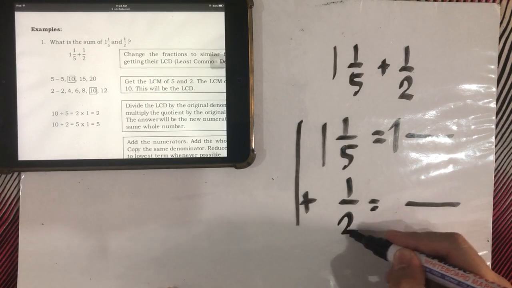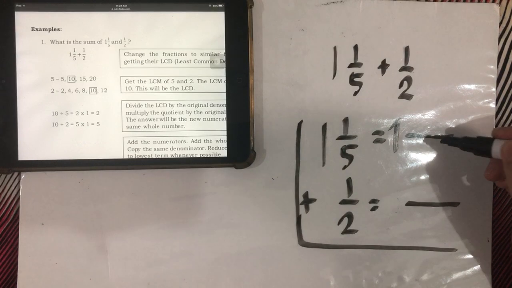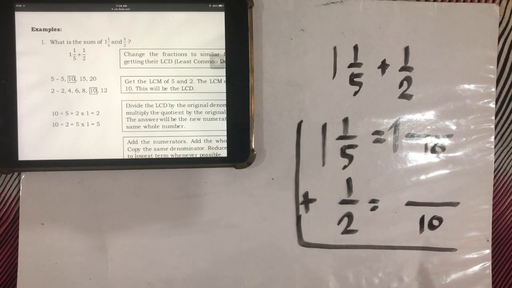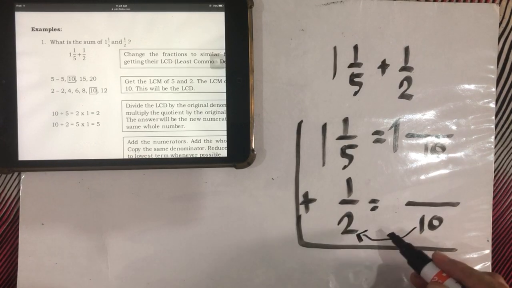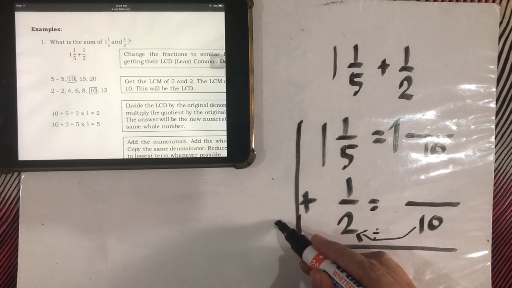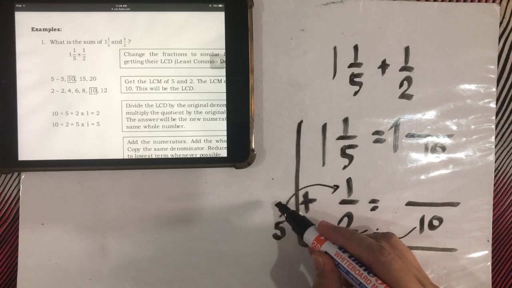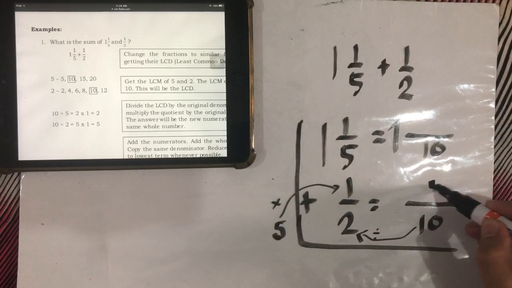So, this is 1/2. Okay, ano ba yung LCM natin? Ang nakita natin kanina ay 10. So, this will be 10. And then 10 here. Okay? Tapos, divide and multiply. Ano ba yan? Yung bagong denominator mo, i-divide mo doon. So, 10 divided by 2, you will have 5. And then, ito, papunta doon, multiply. 5 times 1, you have 5.